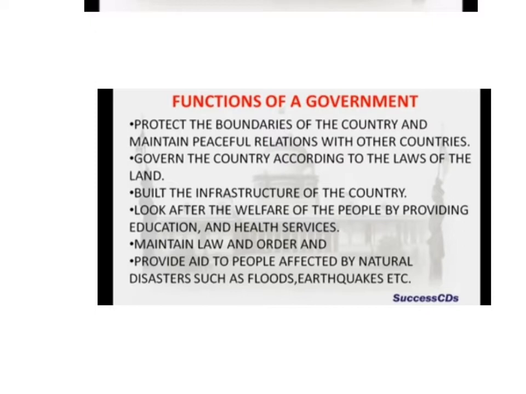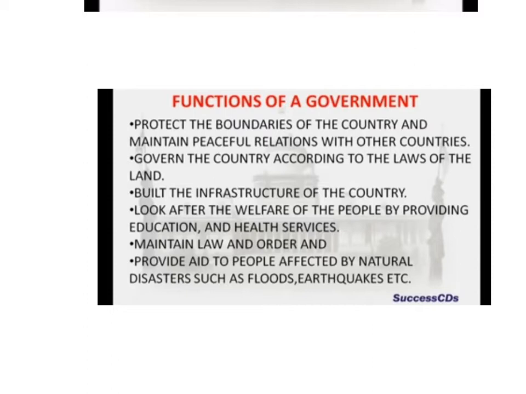A government has the responsibility to lead a country according to the laws of the country and build the infrastructure of the country. As we know, the different infrastructures like the hospitals, the buildings of different offices, the companies, the factories, the industries, the schools, colleges, universities, are all built by the government, and it has the responsibility to build this infrastructure. Look after the welfare of the people by providing education and health services.